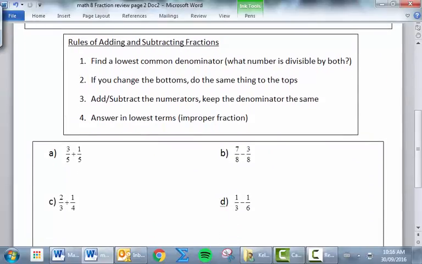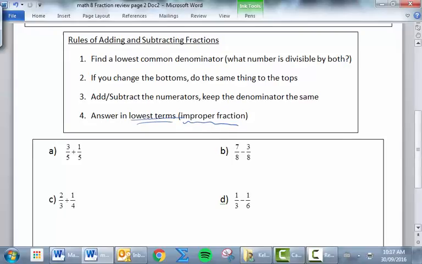Okay, welcome back. So we're going to do some adding and subtracting. So the first rule is to find the lowest common denominator. Right, so a number that they're both divisible by if there isn't a common denominator already. And like we kind of did on the front page, if you change the bottom, you've got to change the top. You add and subtract the numerators, keep the denominators the same, and your answer should always be in lowest terms without a doubt, and improper fractions would be best.